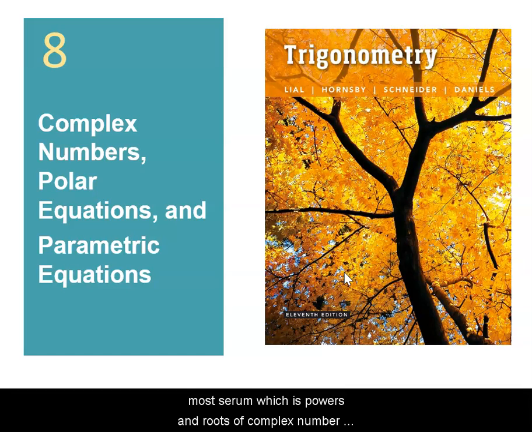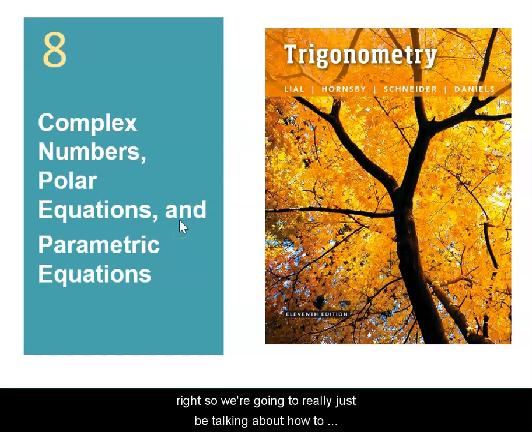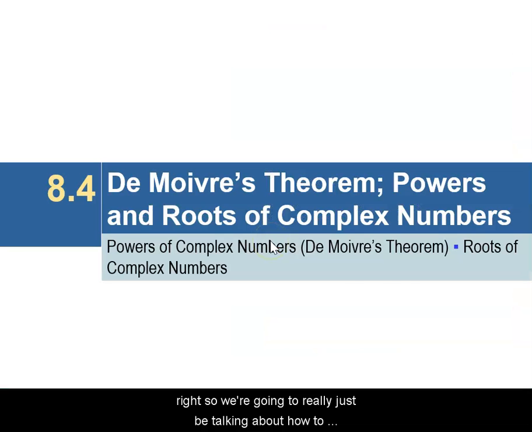We're going to cover de Moivre's theorem, which is powers and roots of complex numbers. In this section, we will talk about taking a complex number and raising it to a power, which could be a fractional power. As you know, a fractional power is a root, so 4 to the 1/2 power is the same as the square root of 4. So we're really just talking about how to raise a number to a power, whether that's a fractional power or a whole number power.